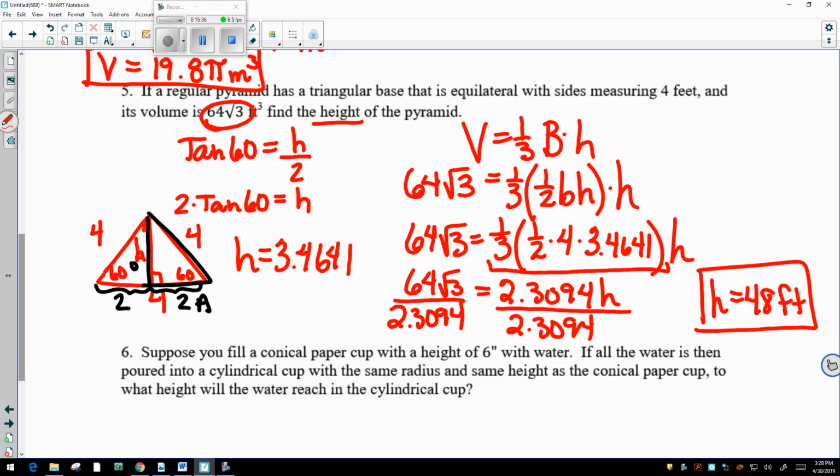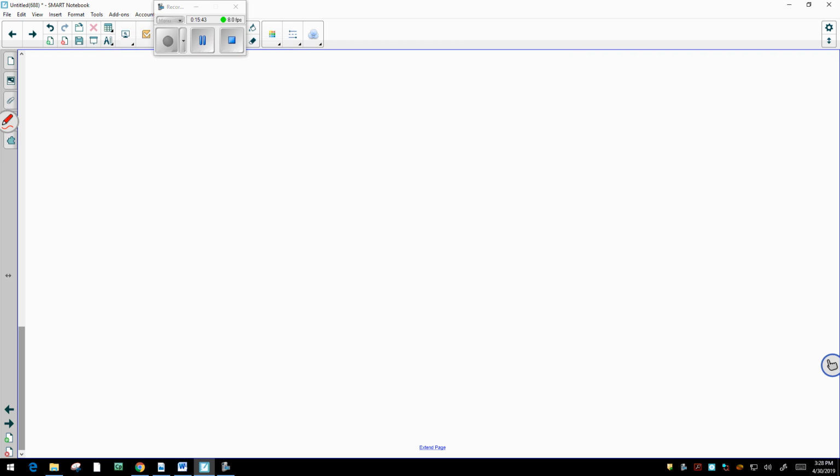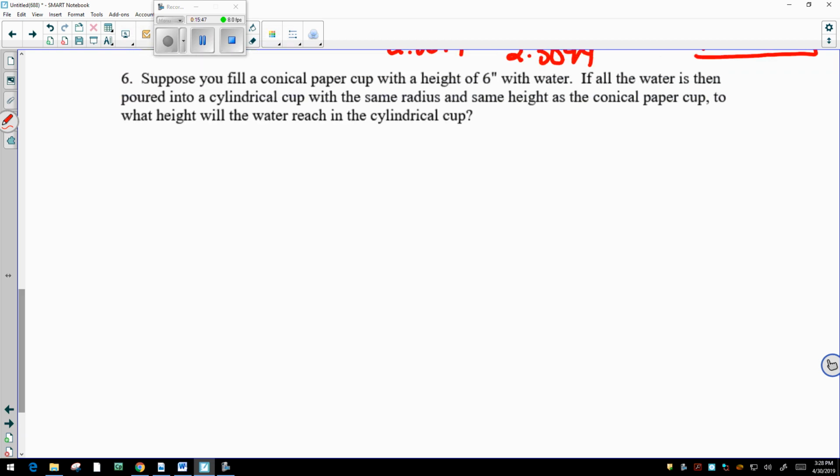Okay. The very last thing that we are going to do is take a look at this one. Now we have to compare two shapes. So it says, suppose you're filling a conical, meaning a cone, paper cup with a height of 6 inches with water. So we have a cone. The height of this thing is 6 inches. So I measured this with a perpendicular line to the radius. I know that that's 6.